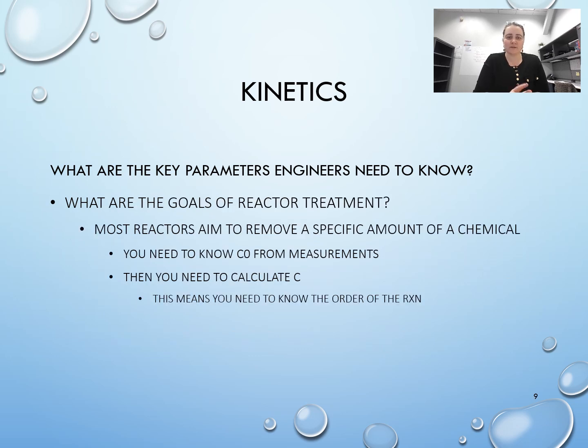So again, most reactors aim to remove a specific amount of a chemical. So we need to know C0 from a measurement, right? That might be you as an engineer going to a water or wastewater treatment plant and measuring an initial concentration entering the system. So you may go to a groundwater well or a surface water source, and you may go measure what's going on in these systems. And then many times, if you know the rate of reaction or you know the amount of time that it's going to take to move through the system, you're going to need to then calculate a final C.